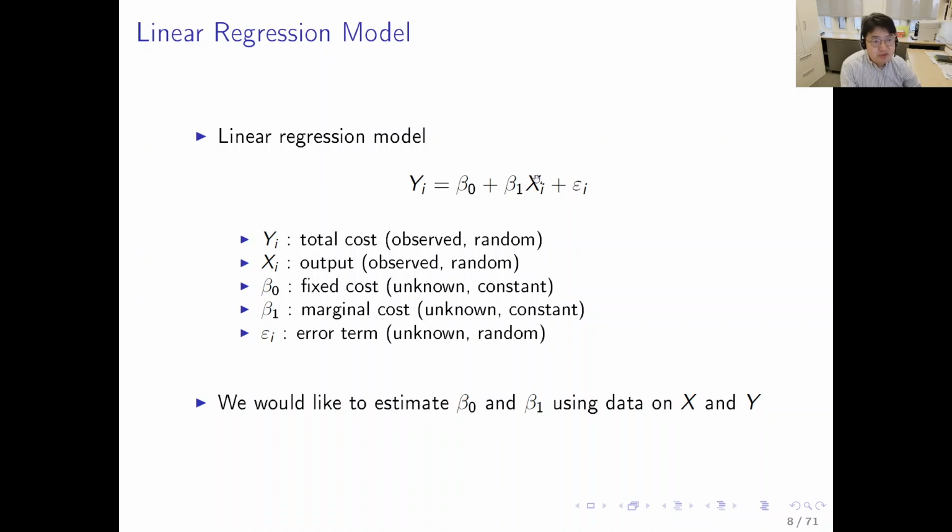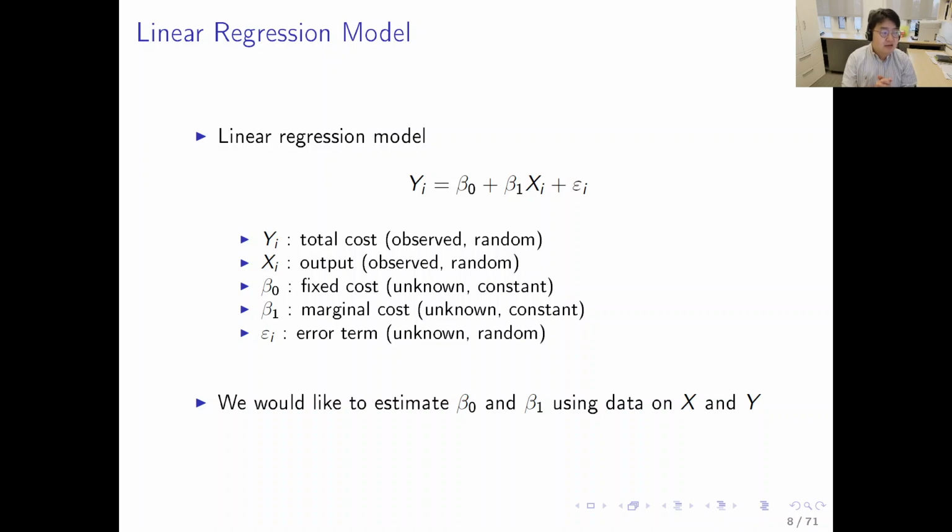So they are observed and they are random. X and Y are random because each month is one experiment. The observational unit is 1 month. Each month the cost and output may be different, so they are random. X and Y are observed and random. But beta 0 and beta 1 are unknown. Marginal cost and fixed cost are what we would like to estimate. So they are unknown, but also they are constant, not random.